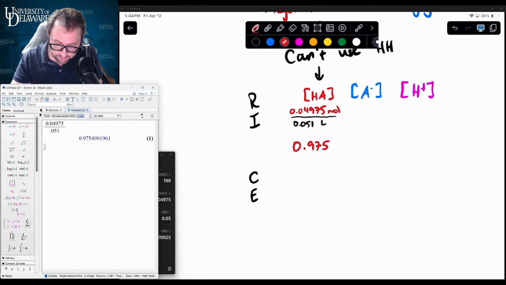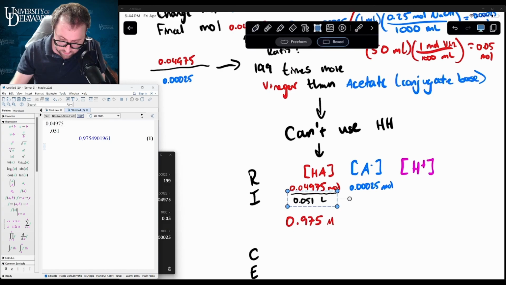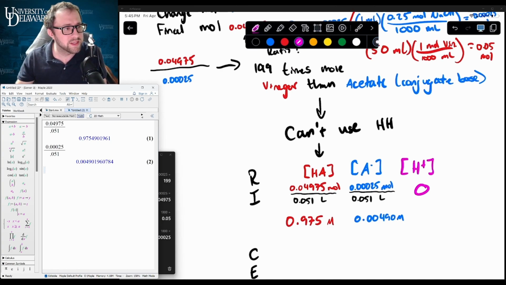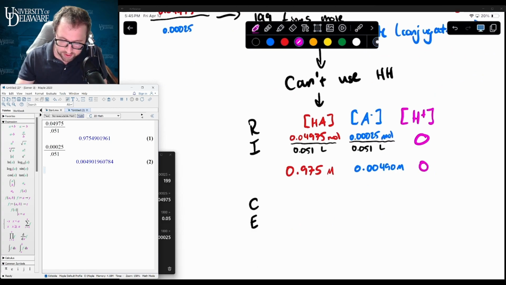That's going to be 0.975 molar. I'm going to do the same thing here: we have that many moles over this many liters, which gives us 0.00490 molar. And we're going to start with 0 H plus. This is okay. It might feel strange; you might be like, we have H plus there, don't we? But this is okay for our titrations. We find out our initial concentrations and we work from there. So we'll just leave that as a 0.